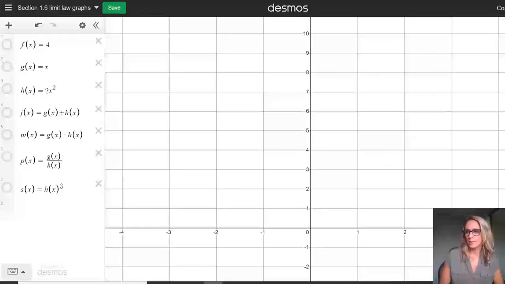So for section 1.6, which is calculating limits using the limit laws, I'm going to start off by showing you a few graphs to talk about the limit laws, and then I'll come back to the guided notes. So I want you to take a look at the top of your page, which says there's a first line. I'll fill that in a minute, but we have properties.